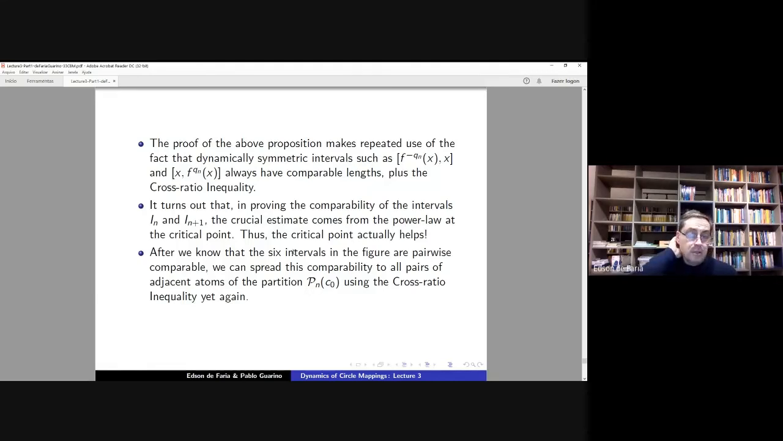Now, so after you know that the 6 intervals in the picture that I showed you are comparable, then you can spread this information to all other pairs of adjacent atoms in the partition using the cross ratio inequality again.